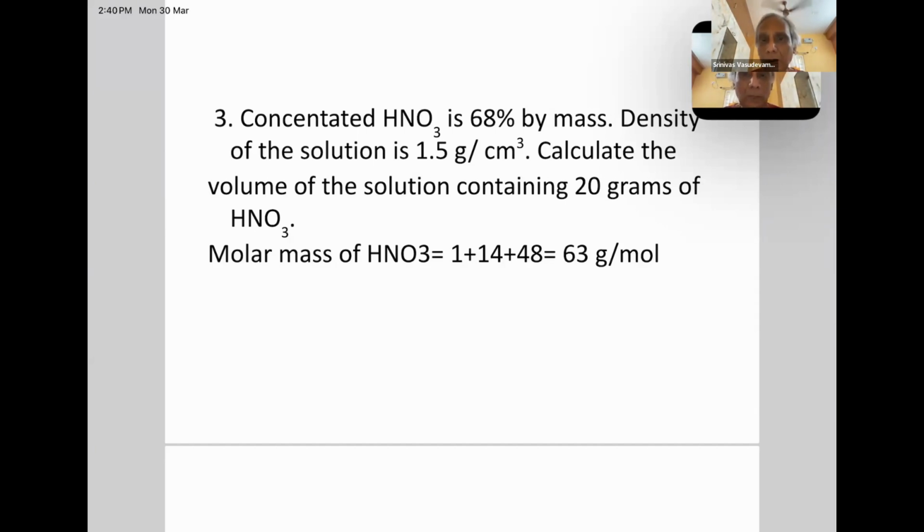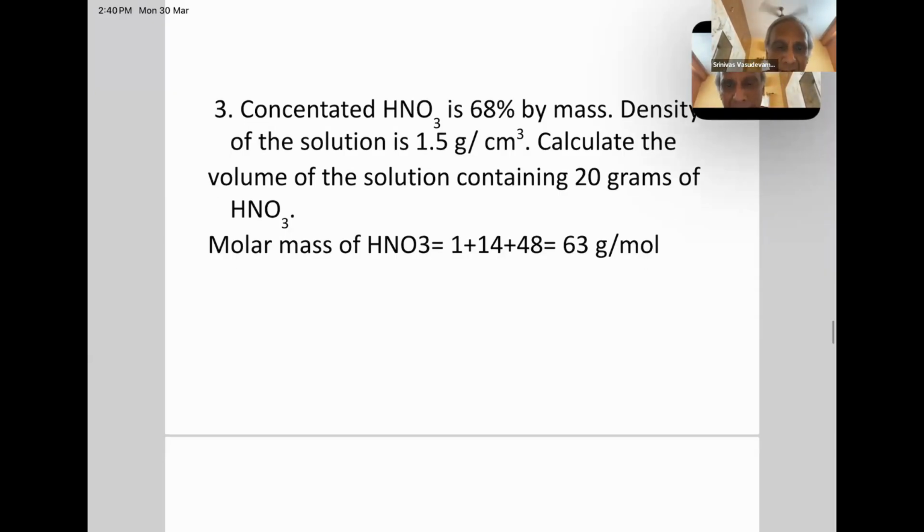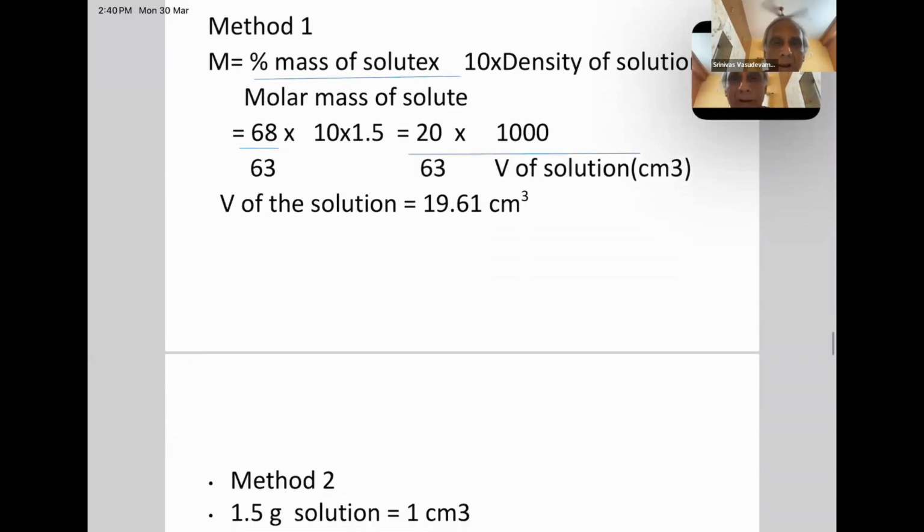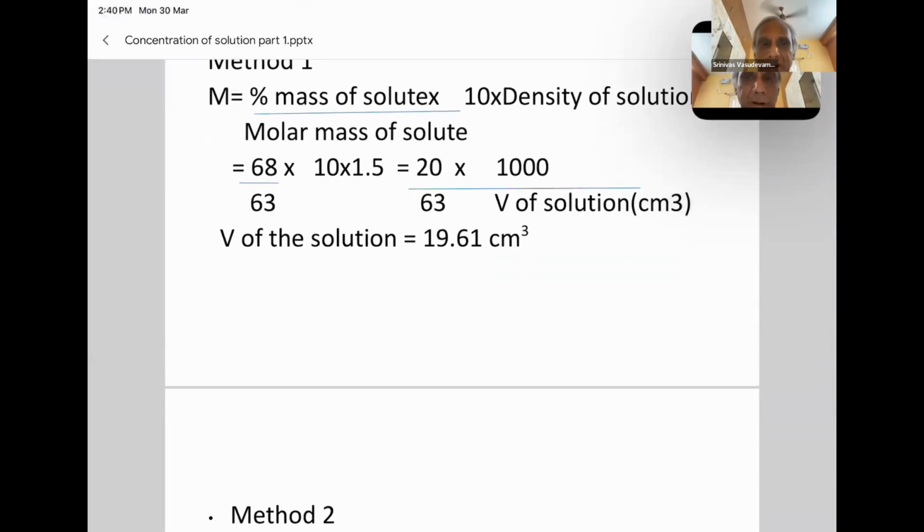Number two, I'll be using the formula mass of solute divided by molecular mass of solute into 1000 by volume of solution. Same solution, so molarity is the same here. I can equate the two equations and find out the volume occupied by 20 grams of nitric acid. Percentage mass by molecular mass into 10 into density, 68 by 63 into 10 into 1.5.